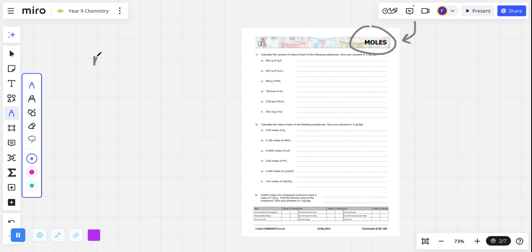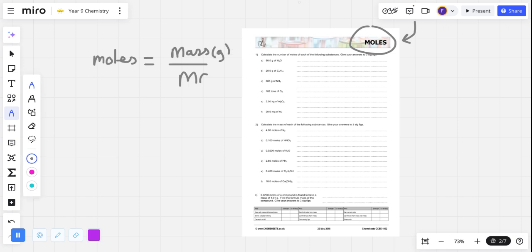So the formula: moles equals mass over Mr. Okay? And I hope everyone realizes that I'm going to write grams there. In chemistry, we're always working with grams. So moles equals mass over Mr.